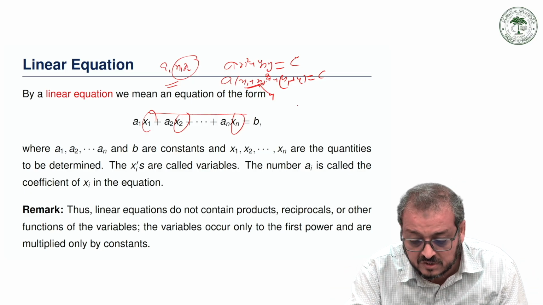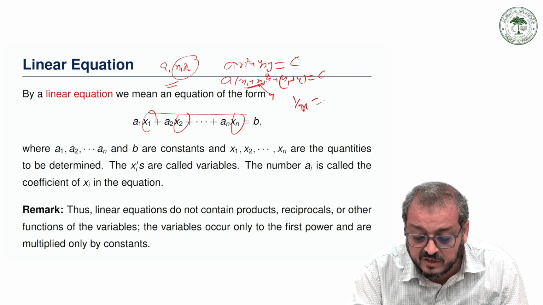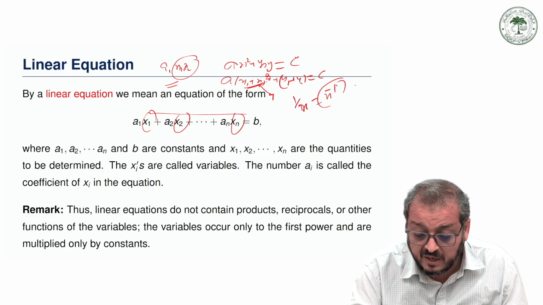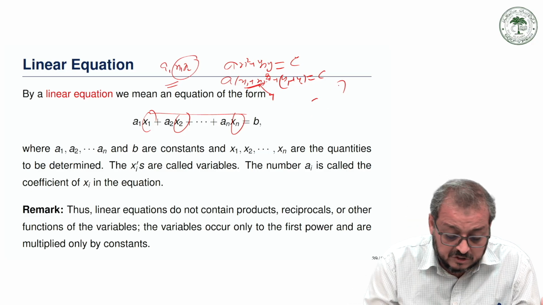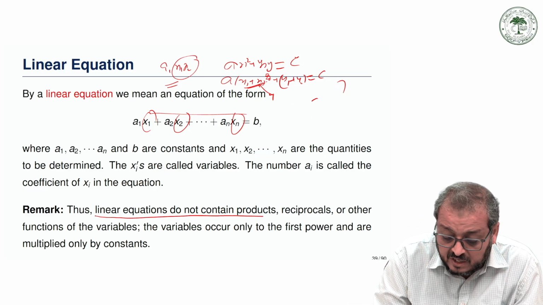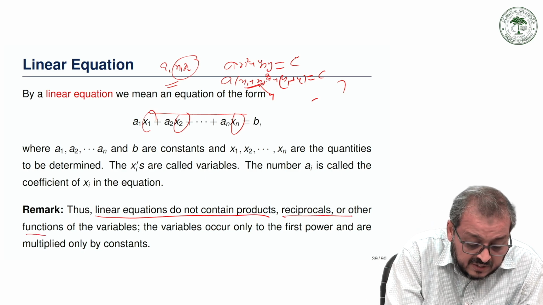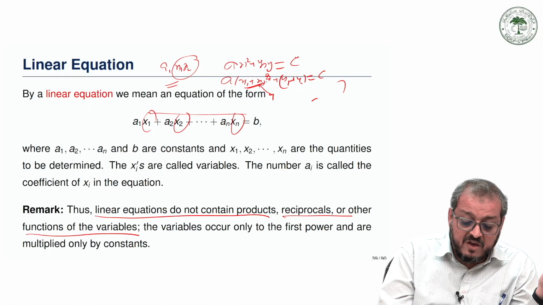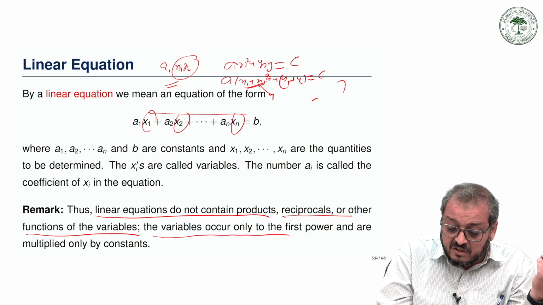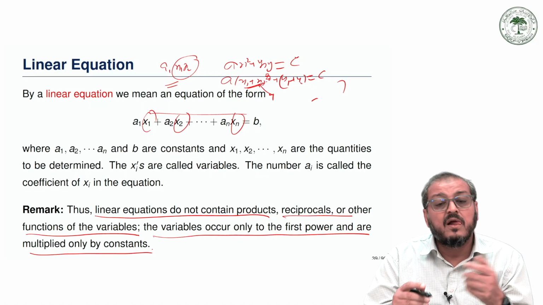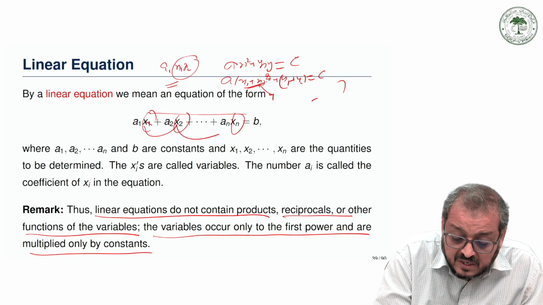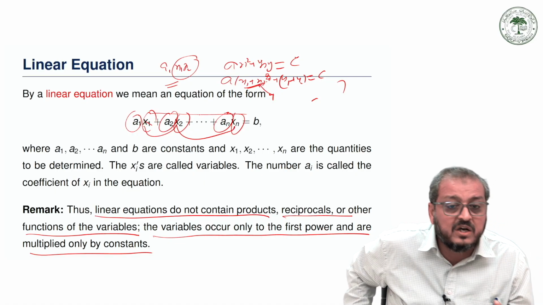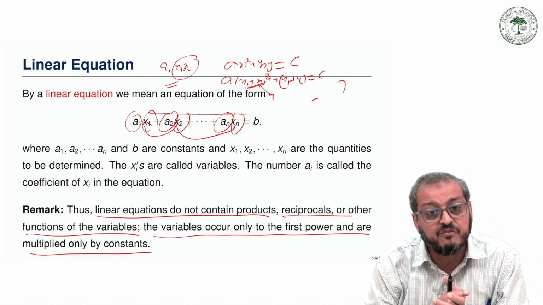Reciprocals means if you write 1 upon x, this is clearly not linear, because it is x to the power minus 1, so the linearity condition is not satisfied. So a linear equation does not contain products, reciprocals, or other functions of the variables such as exponential or trigonometric functions. The variables occur only in the first power and are multiplied by constants, not by other variables or any functions.